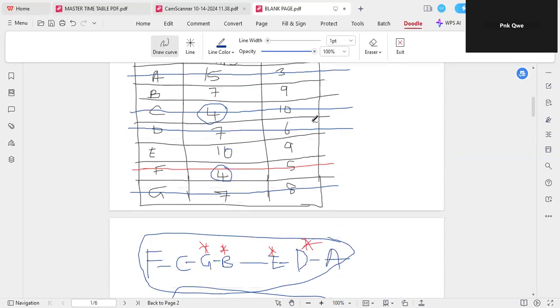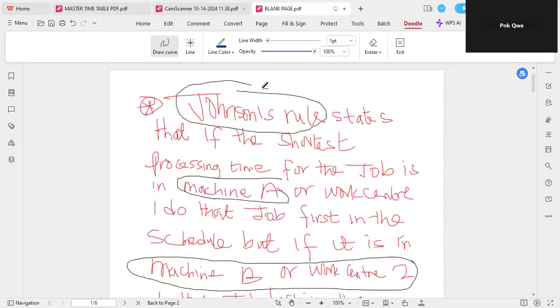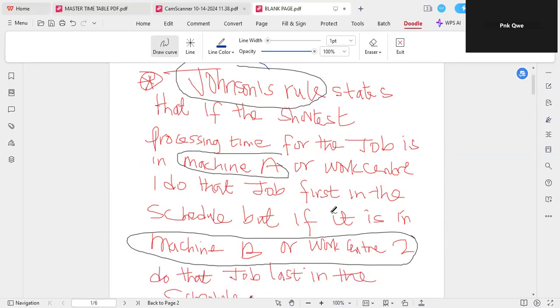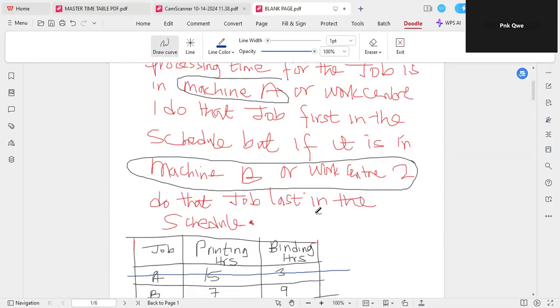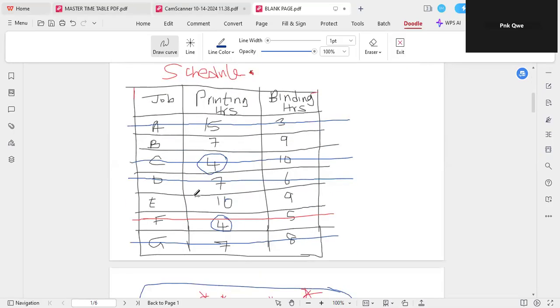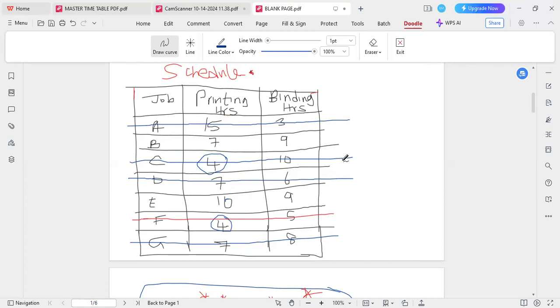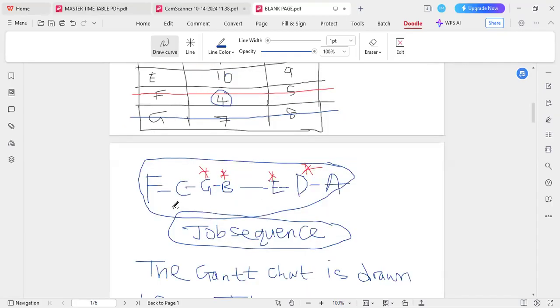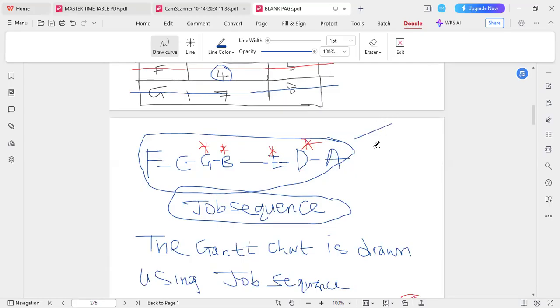You will look at the Johnson's rule, what this rule is all about. The rule states that if the shortest processing time for the job is in machine A or work center 1, do that job first in the schedule. But if it's in machine B or work center 2, do that job last in the schedule. And these are the job sequences, the printing and binding hours. This is what we have. And of course, we have FCGBEDA as a job sequence.